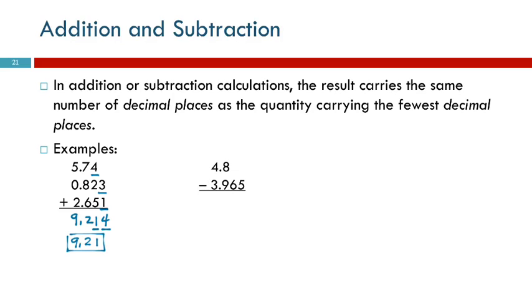It's got 2, right? 2 decimal places. And how about 0.823? 3. And 2.651? 3. So 2 is the fewest number of decimal places. So then I'm going to round this answer to 2 decimal places.